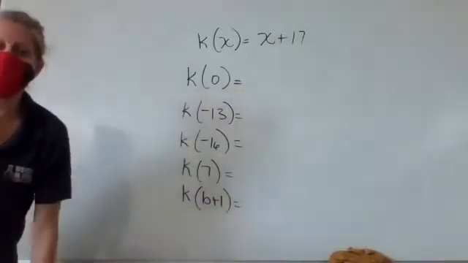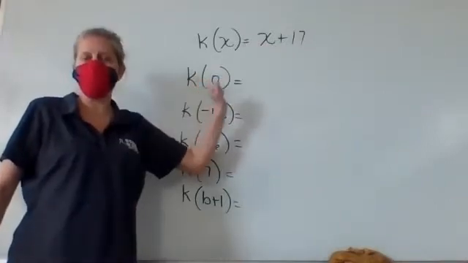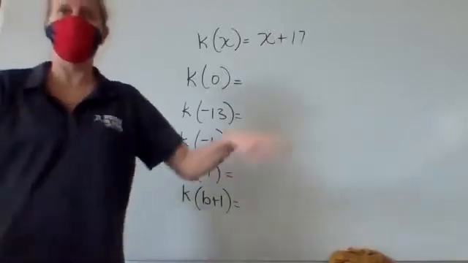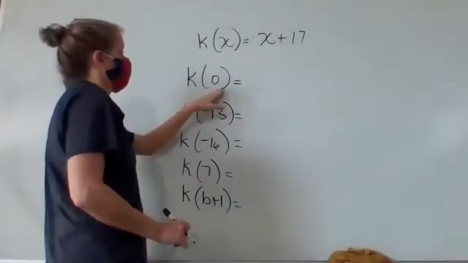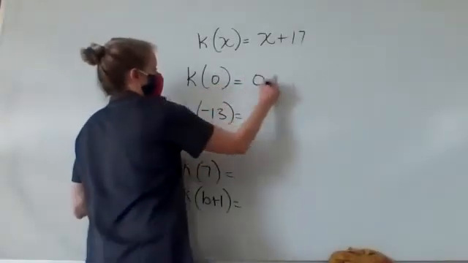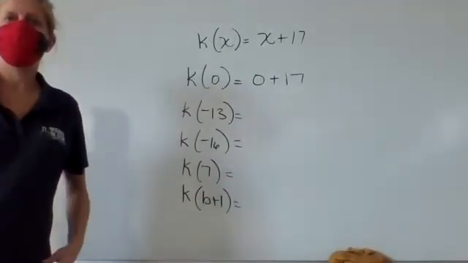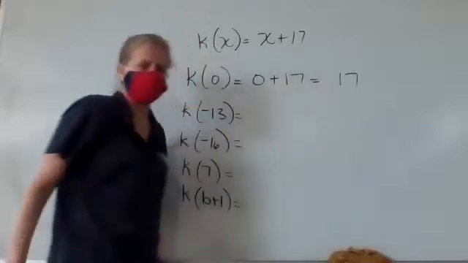So again, all we're doing now is just going to this function and replacing the x with whatever's in the parentheses. You do need to have this skill to do what we did today, right? There was a bunch of plugging in, okay? So I'm replacing the x this time with 0. And then do the math, right? 0 plus 17 gives me 17.